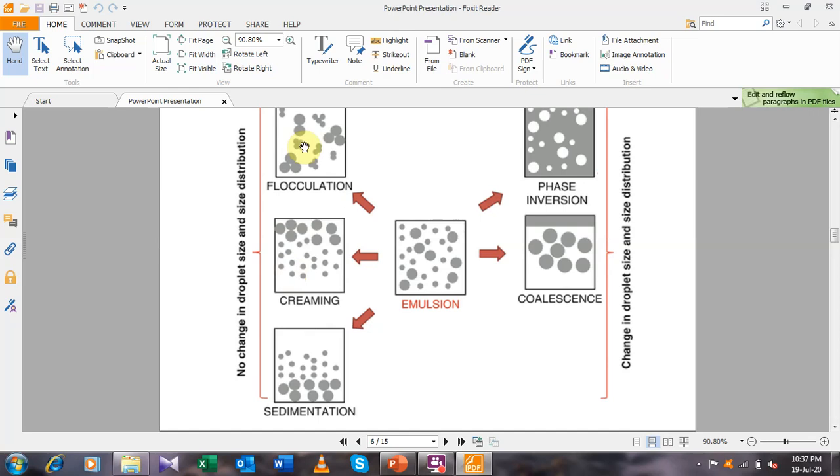Remember that these symptoms of instability can be classified broadly into two main classes. In one class, the symptoms shown are flocculation, creaming, and sedimentation, in which no change in droplet size and size distribution occurs. The clumping of the droplets occurs, but either sedimentation or the upward surfacing, that is creaming, occurs by one of the phases. In these three symptoms, the droplet size and size distribution remain constant, while on the other hand, in phase inversion and coalescence, a change in droplet size and size distribution occurs.